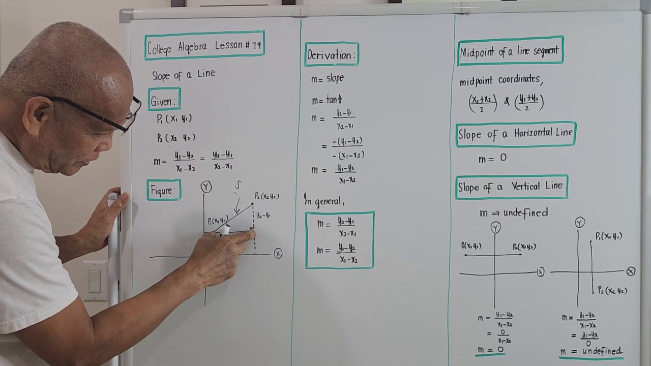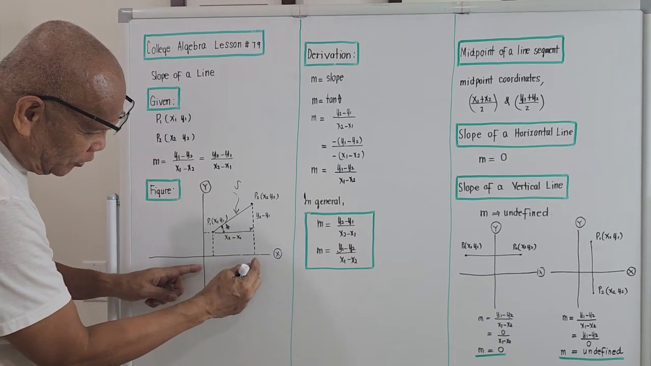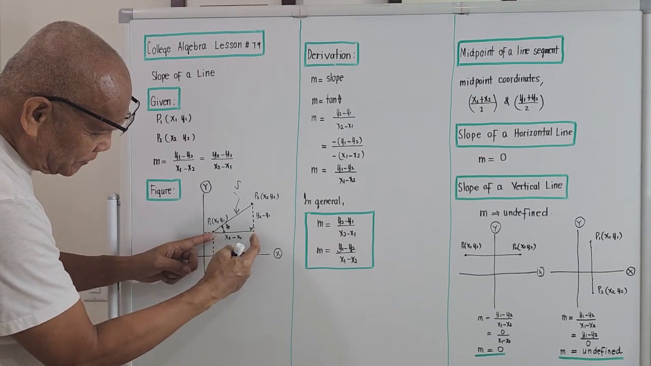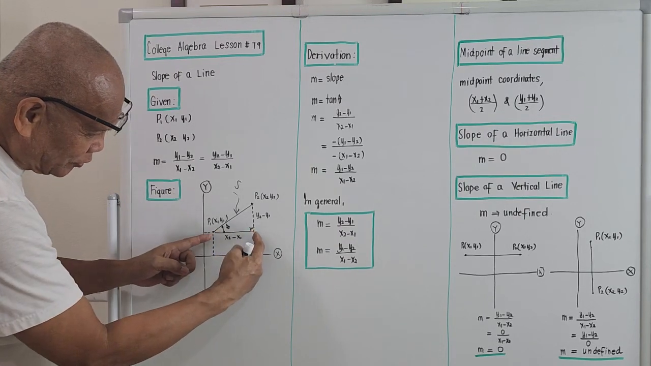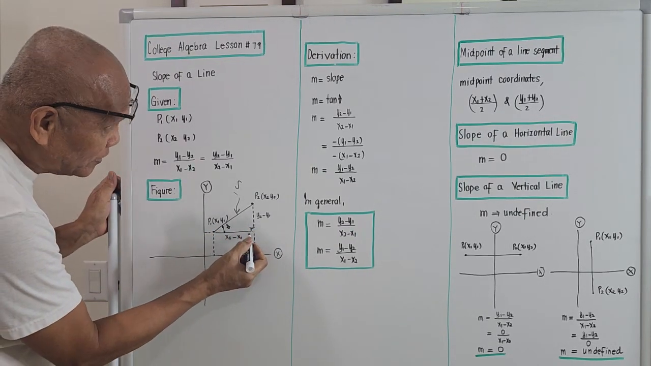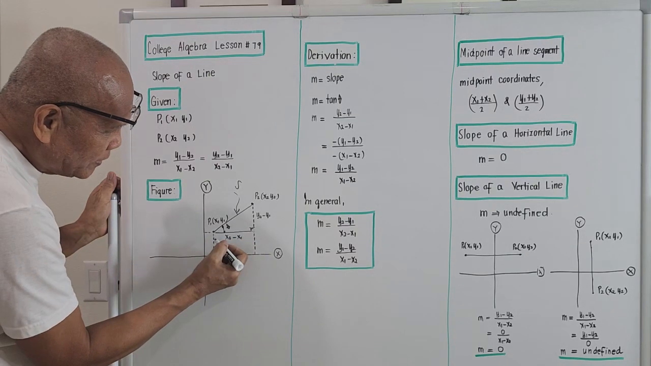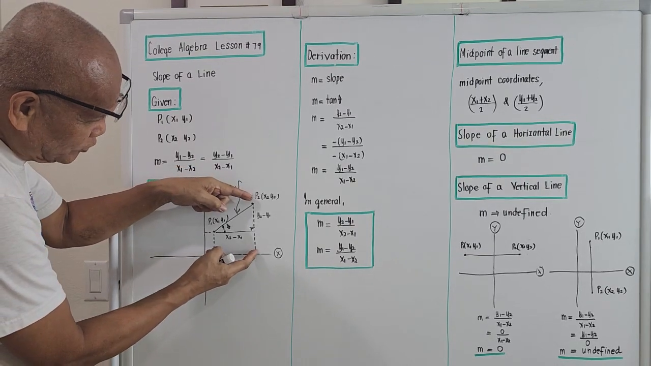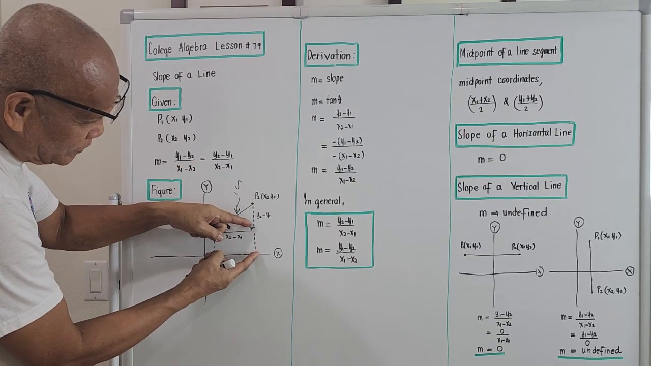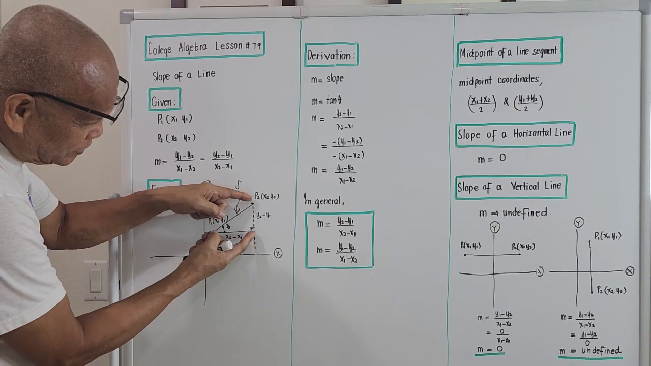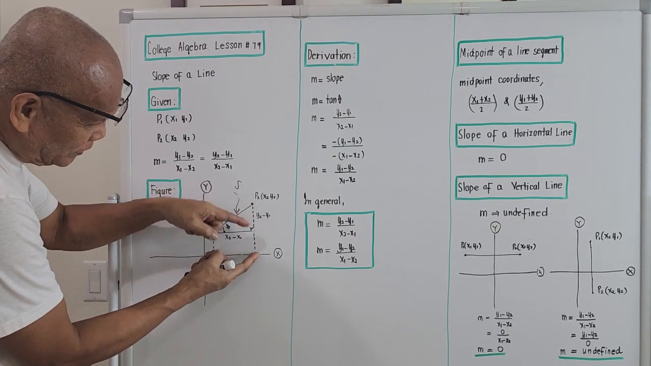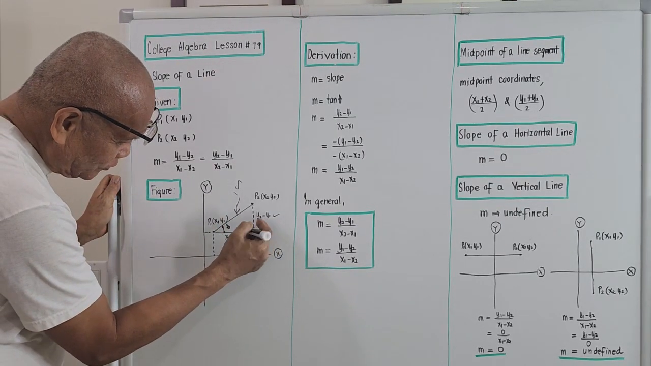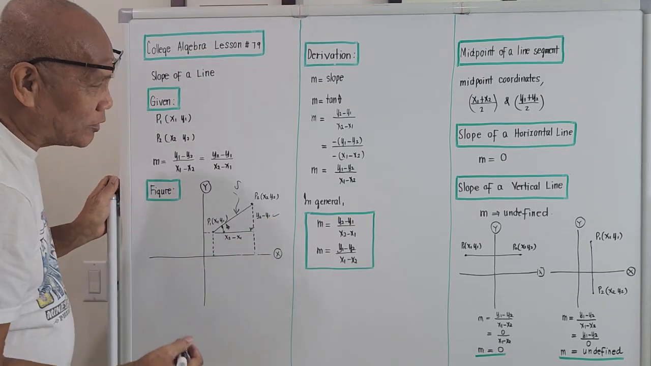because this portion here is actually, the longer one is x sub 2, this is x sub 1. So the difference is x sub 2 minus x sub 1. It is this side here. On the vertical side, this is y sub 2, this is y sub 1. So this portion here should be y sub 2 minus y sub 1. This is x sub 2 minus x sub 1.